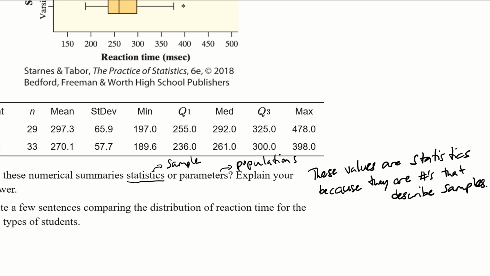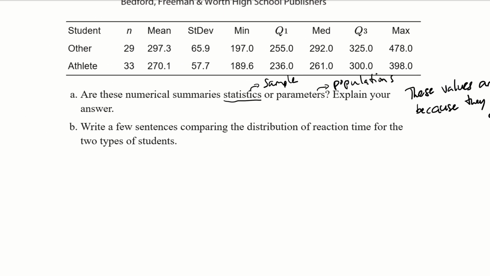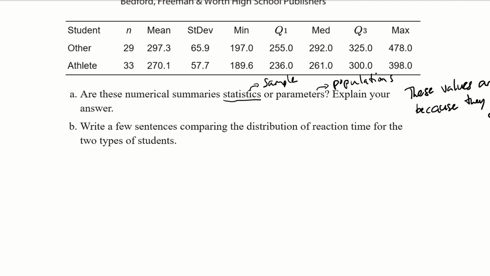All right, so they describe the samples that were taken for the various groups. So those are statistics. Write a few sentences comparing the distribution of reaction time for the two types of students. All right, so we're going to be specific when we set this up.